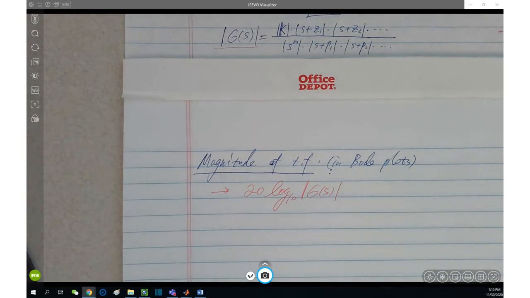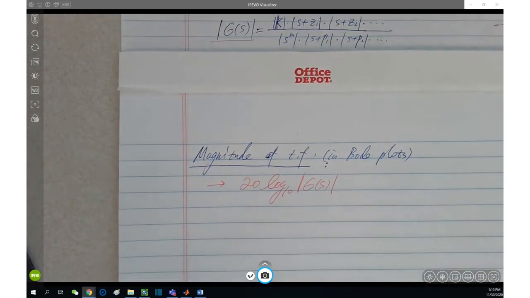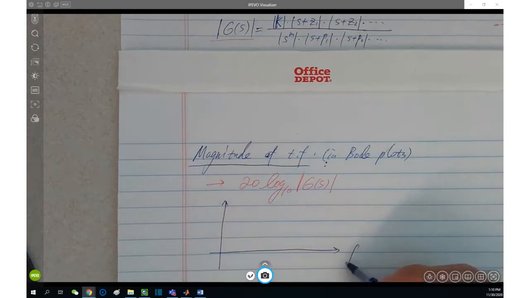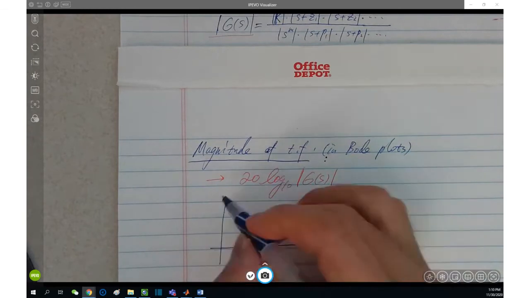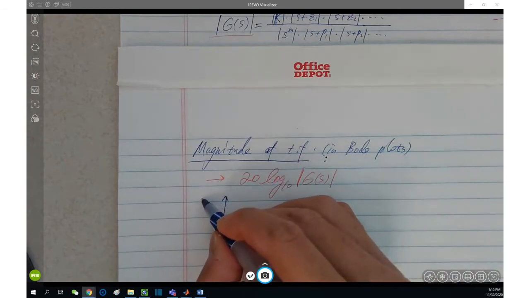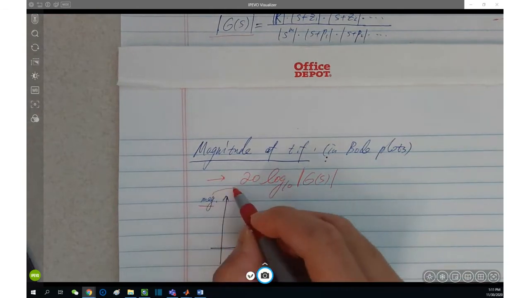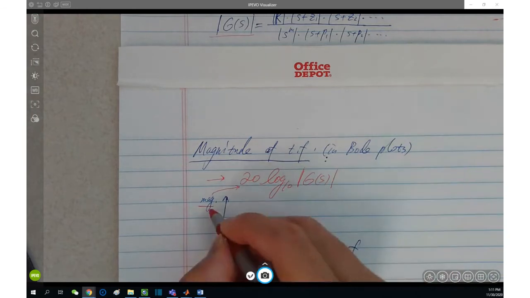This is something you need to be very clear about, because the magnitude you are reading is along the y-axis. This is frequency f. This is the gain, I'm sorry, this is the magnitude. However, this magnitude reading is equal to 20 log 10 of the magnitude of the transfer function. This is the first thing you need to understand.